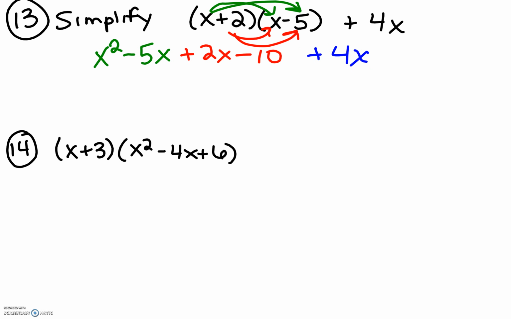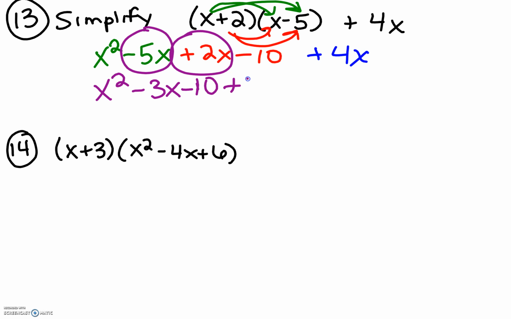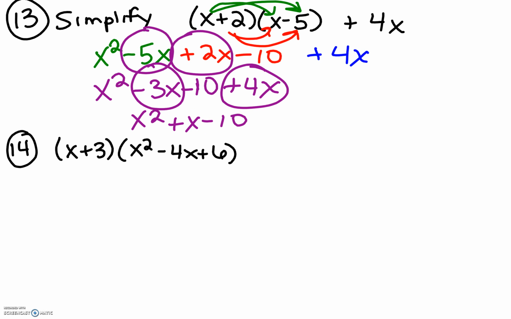From here, I want to combine like terms. x squared, a negative 5, a positive 2, and I can combine again. x squared plus x minus 10 is our final answer.